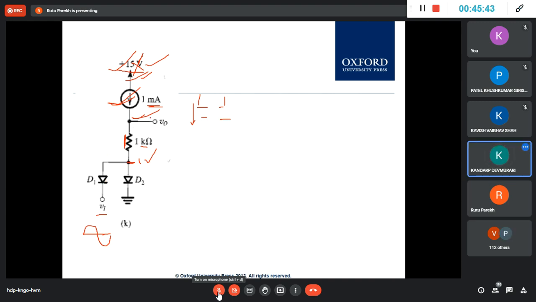Ma'am, but for negative half cycle, D2 will be reverse biased, right? No, let me say. See, just think of this much, which is appearing here. This is ground. And 1 milli is passing through this R. This is 1 volt. So once this is 1 volt and this is ground, what will this be? If here is 1 volt and here is ground, what happens to this?